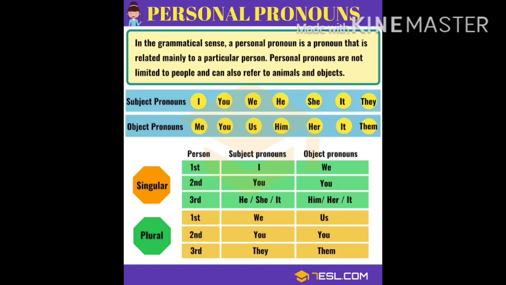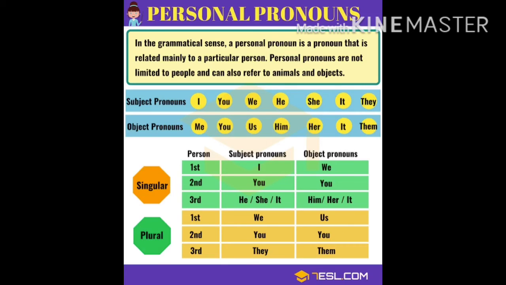Now we are going to look at personal pronouns. This is the base of pronouns. So what are personal pronouns? Personal pronouns are substitute words which stand for a person, an animal or a thing. Personal pronouns are used in three persons: first person, second person and third person.